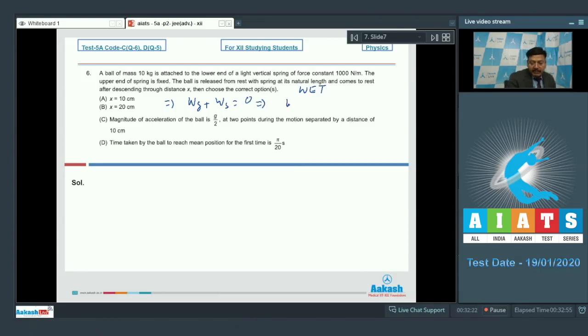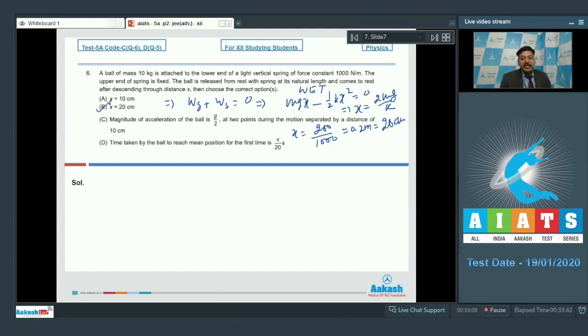This gives us mg x minus half k x square is 0, and this simply gives us the value of x as 2 mg by k. Now if we put the values, x is 2 times 10 times 10, that is 200, divided by 1000, and that is 0.2 meter. In centimeter it is 20 centimeter. So option A is incorrect and option B is clearly correct.